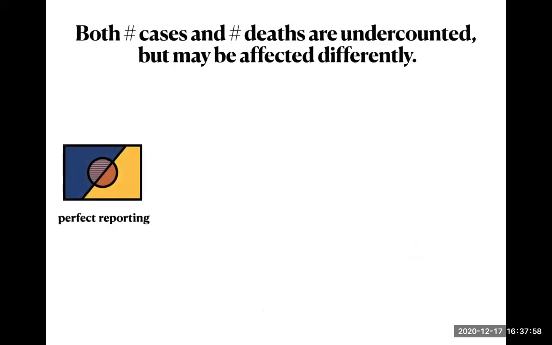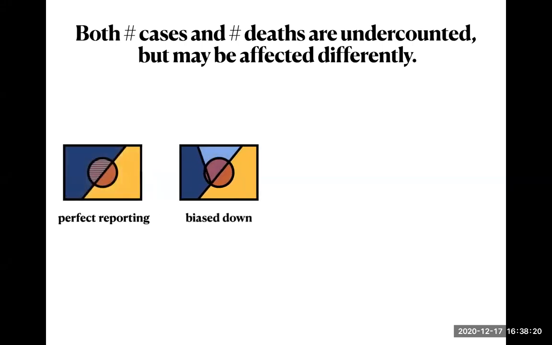Though we always undercount the number of cases and the number of deaths, the degree to which we do so may differ. Therefore, the estimate of the case fatality rate may end up being too small or too large. The difference between the true population case fatality rate and our estimate is the bias of the estimate. What if cases are more likely to be reported than deaths? Then the ratio will be biased downward. We'll think the case fatality rate is lower than it actually is.